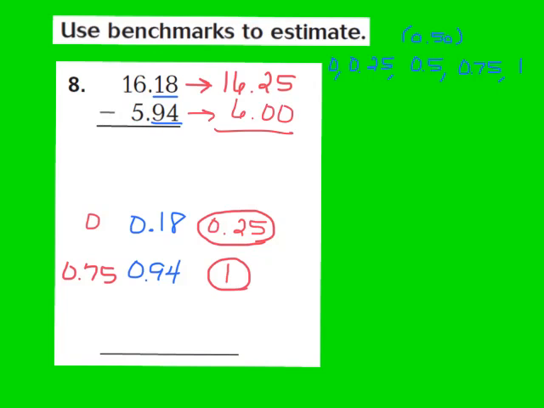Now, my last step, based on this problem, is to subtract. So when I subtract, 5 minus 0 is going to give me my 5, and 2 minus 0 is my 2, bring my decimal down, and 16 minus 6 is going to leave me with 10. So what I know is 16 and 18 hundredths minus 5 and 94 hundredths is about 10 and 25 hundredths. And that's how we estimate using our benchmarks.